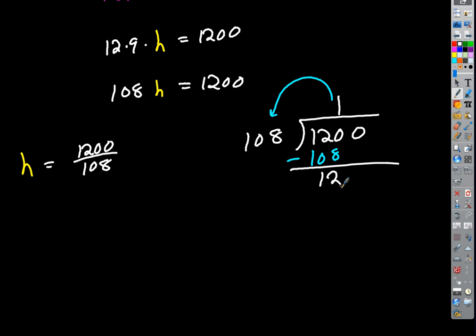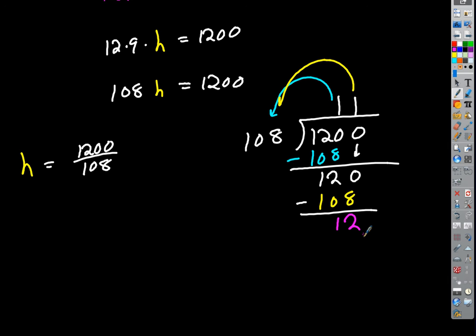12. But 108 obviously doesn't go into 12, so I've got to drop another digit down, and I get 120 again. Well, we already did this. 108 goes into 120. We already know it goes in one time. But if I multiply that again, I'm going to get 108, and when I subtract, what do I get? 12.